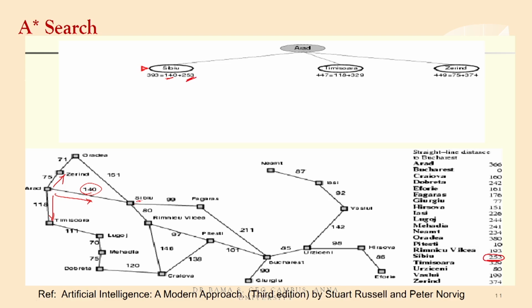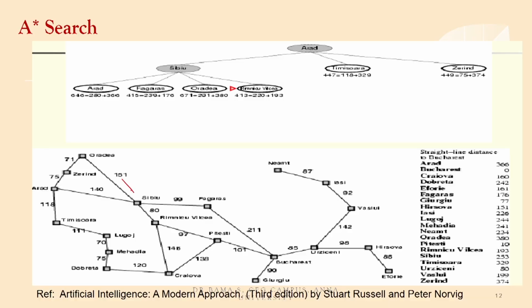So, g of n plus h of n is going to be the f of n value for S, and similarly for T we have 118, which is g of T, and the h of T value is 329, which is got from here. So, this is 447, and similarly for the third place we have 449. The minimum of all the three is going to be the state S, which is this portion. So, we will branch out S.